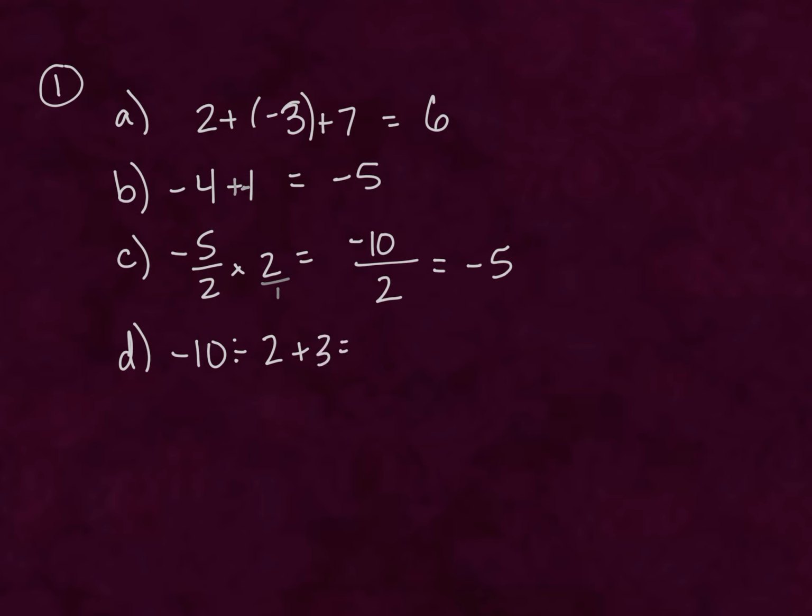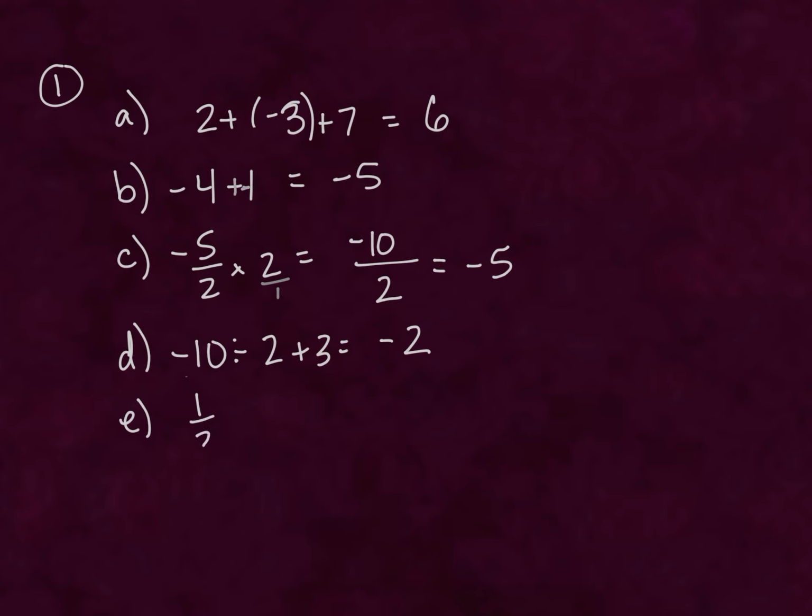In this one, we need to use order of operations. Division comes before addition. So -10 divided by 2 is -5. And then we add 3. That tells us to go back towards the right. So our final answer is -2.